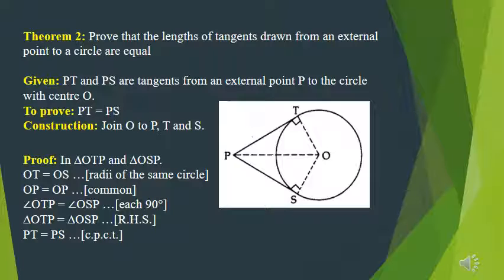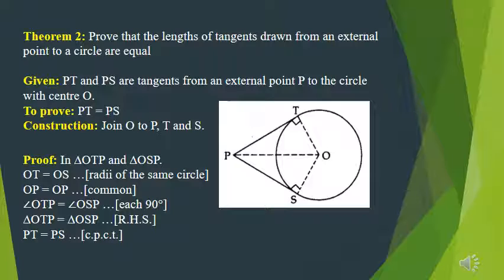Here we construct by joining O with P, T and S. In this construction, we get two triangles, triangle OTP and triangle OSP. From these two triangles OTP and OSP, we will take out some common things and prove the congruency. So we can easily prove that these two tangents are equal.